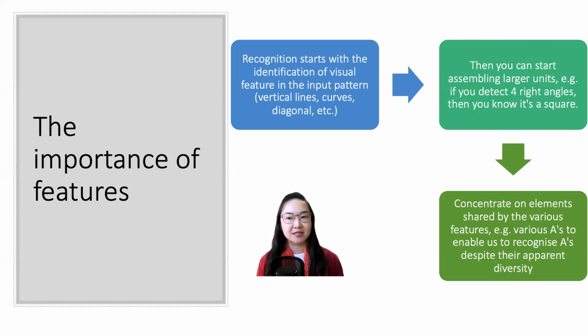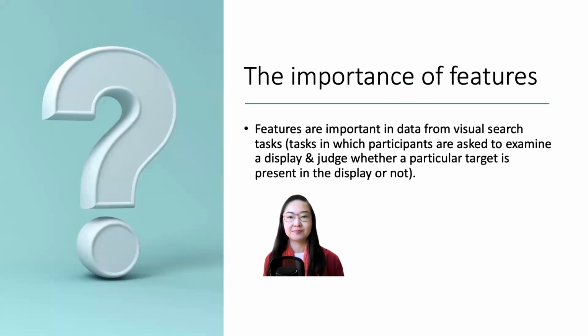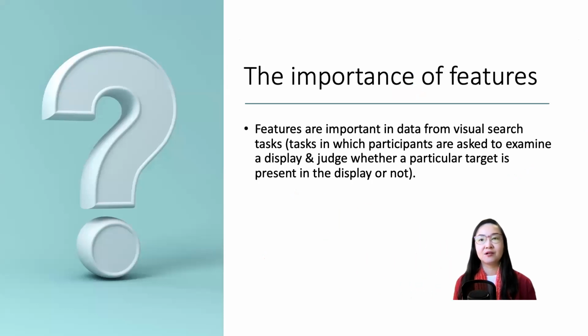Concentrate on elements shared by various features, for example, various A's, to enable us to recognize A's despite their apparent diversity. Features are important in data from visual search tasks in which participants are asked to examine a display and judge whether a particular target is present in the display or not.